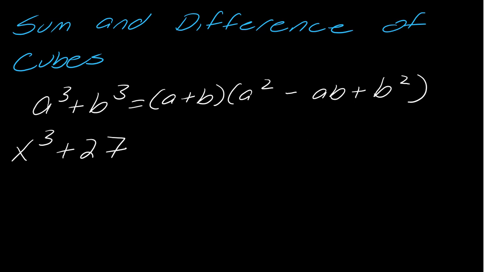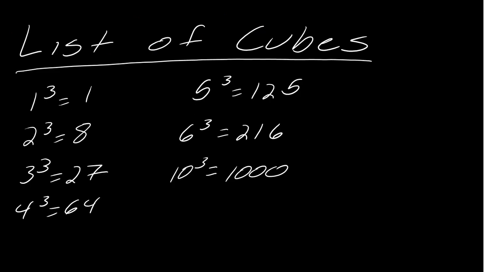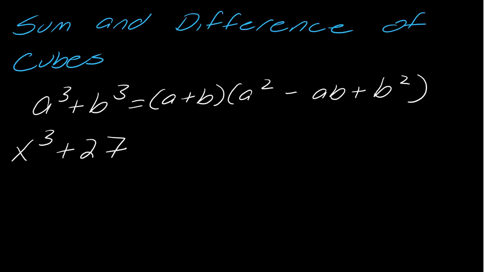If you're not familiar with your list of cubes, here's just a really quick cheat sheet for you, and you can pause the video and write this down. The way to use something like this would be to say, okay, 27 is 3 cubed. So this is its cubed form. That might be really handy with this type of example.